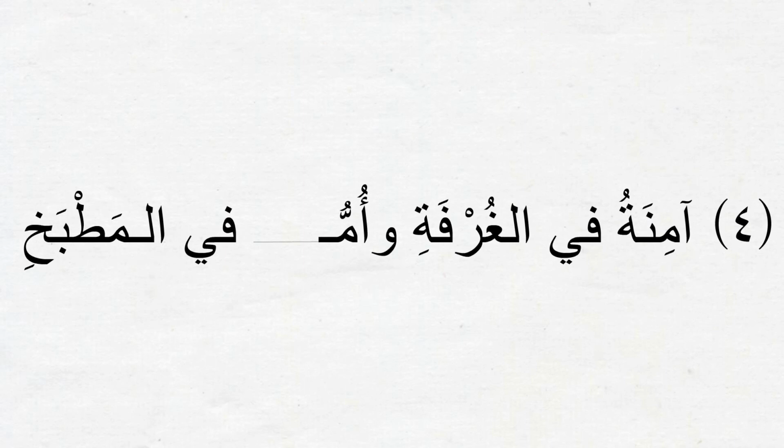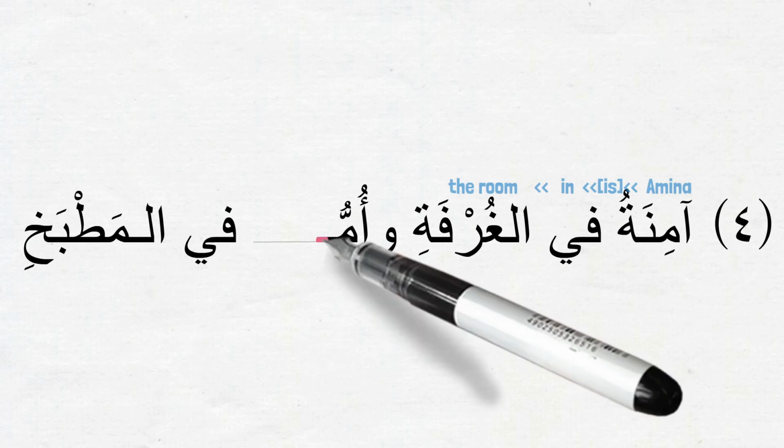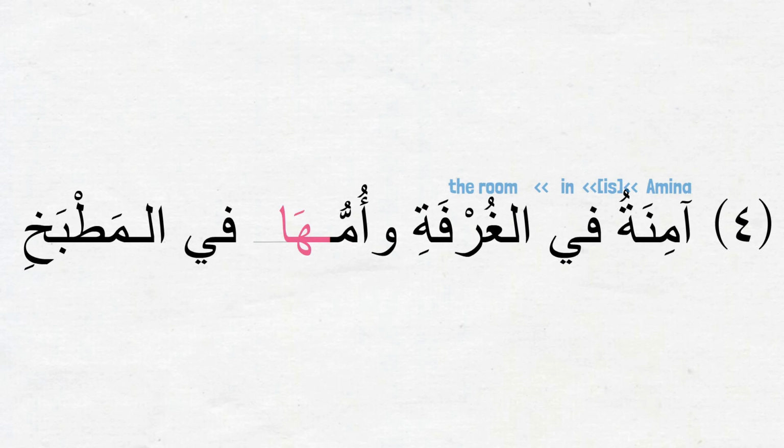Part 4. آمنة في الغرفة. What will be the correct ضمير for this blank? It should be أمها. The ضمير متصل ها here is referring to آمنة. So together, آمنة في الغرفة وأمها في المطبخ. The two ismiya sentences here are connected by the حرف العطف و.